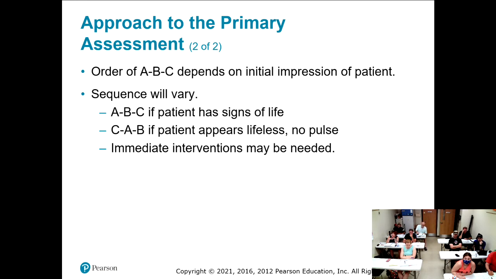So the sequence of ABCs does flip around under one circumstance, and that's cardiac arrest. If your patient's lifeless with no pulse, no breathing, you actually do CAB: circulation, airway, breathing. So you're checking for a pulse. If there's no pulse, you start CPR. You can breathe with a pulse. If you don't have a pulse, you're not doing anything.